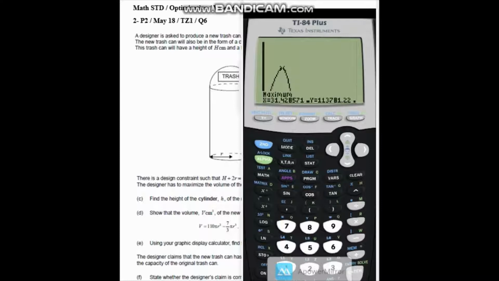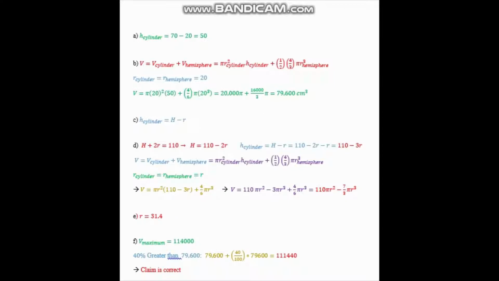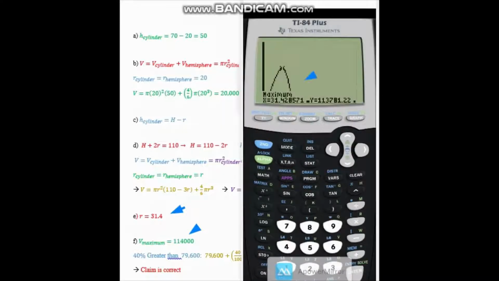So the maximum occurs at x equals 31.4 and the maximum value is 113,781. Hence, the value of R that maximizes the volume is 31.4. And the maximum volume is approximately 114,000, and I've obtained these values from the values I found on my GDC.